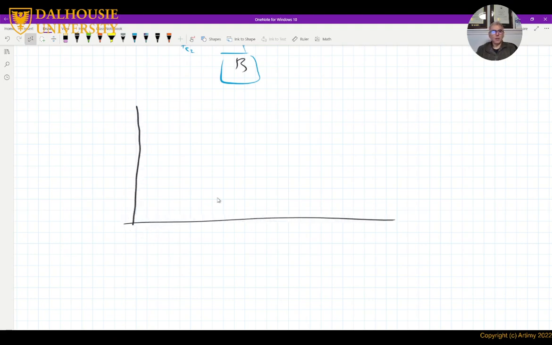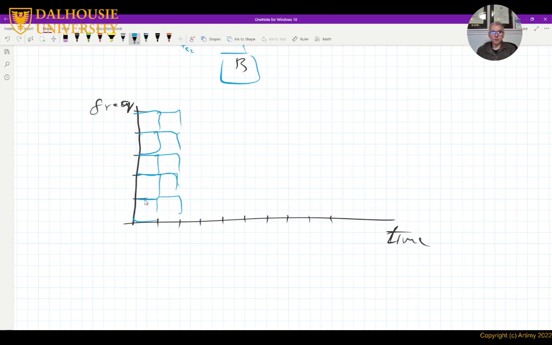So here, I'm dividing the time into slots, so this is time, and I'm dividing my frequency into slots as well. And for each time slot, there is a certain bandwidth, right? So all of these boxes represent a bandwidth that's available for a specific time.